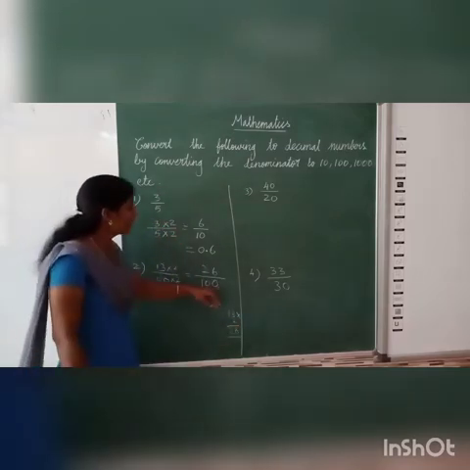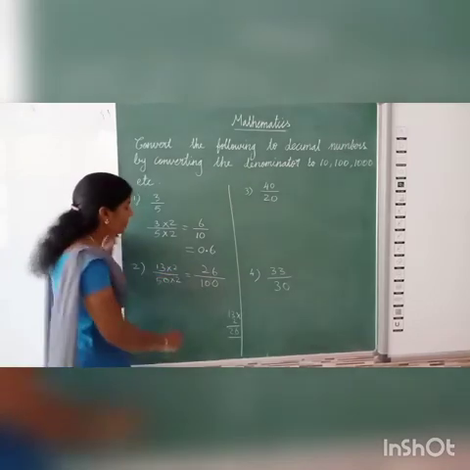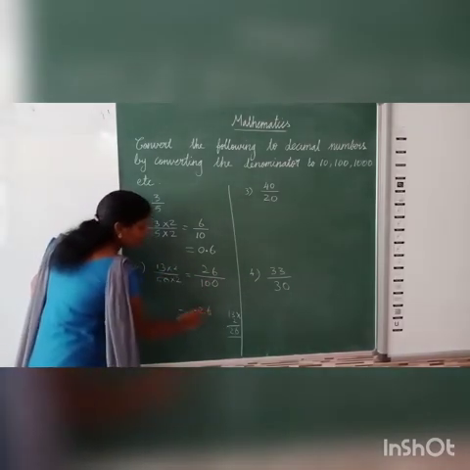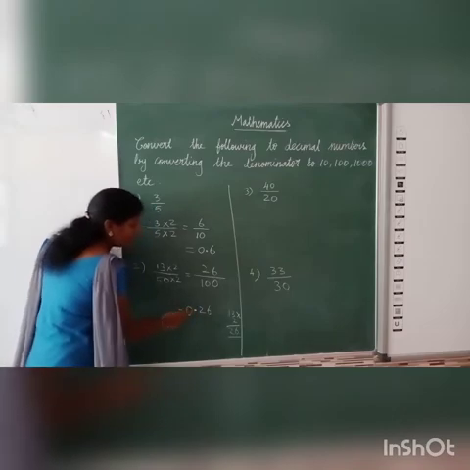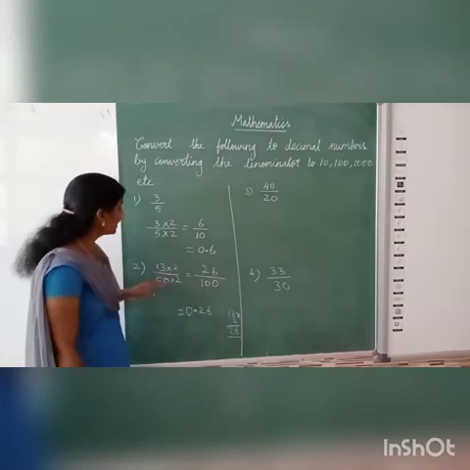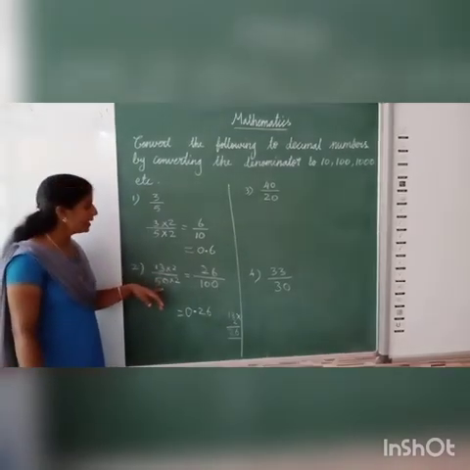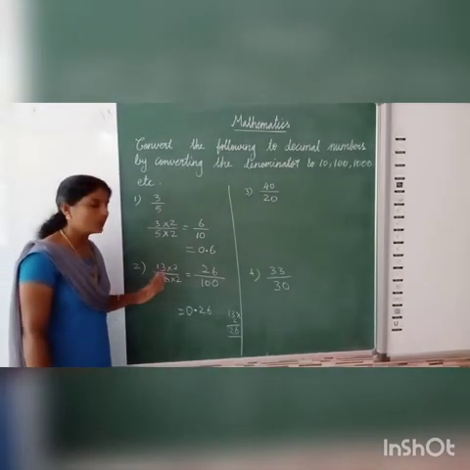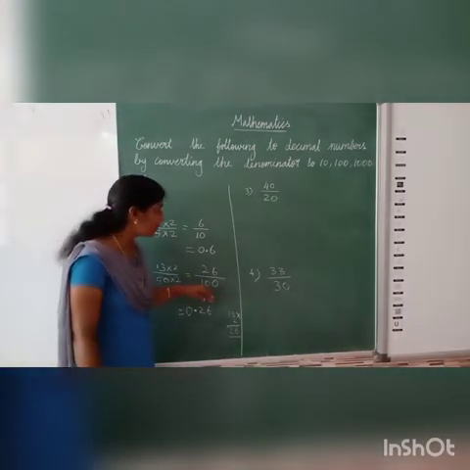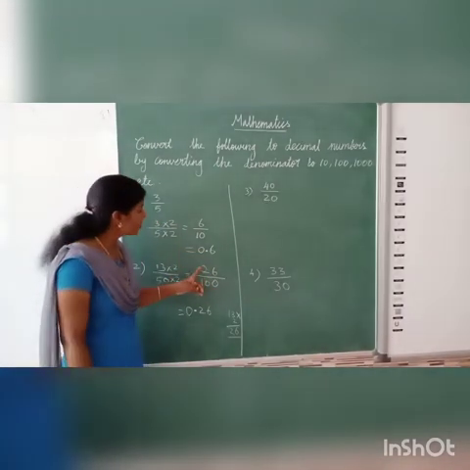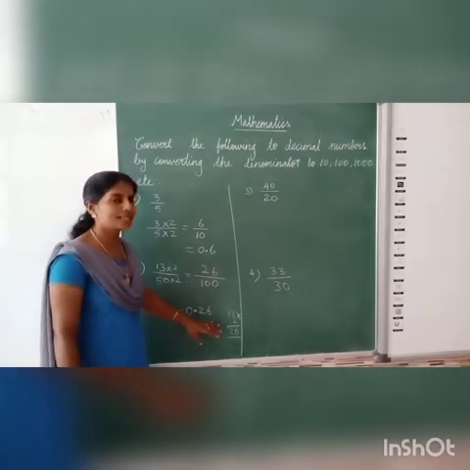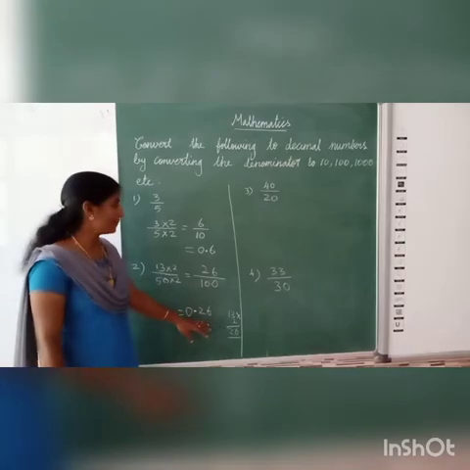Listen here, here 2 zeros, so at the point we need 2 digits. Already we have 2 digits, so 26, and here we can add the point: 0.26. Clear? Here the denominator is 50, so we multiply by 2 in the numerator and the denominator. So we get the denominator 100, and 26 by 100 means 0.26. This is the decimal number.